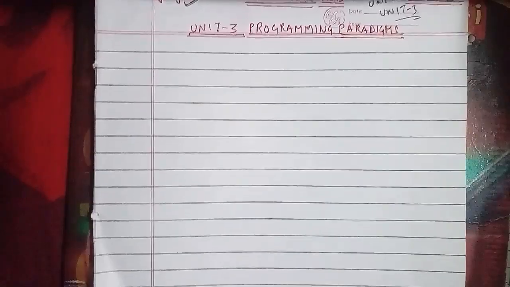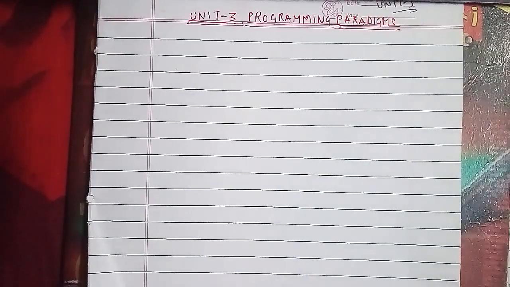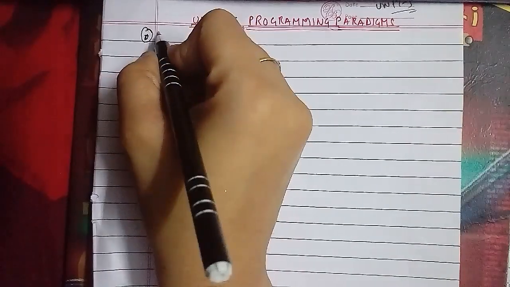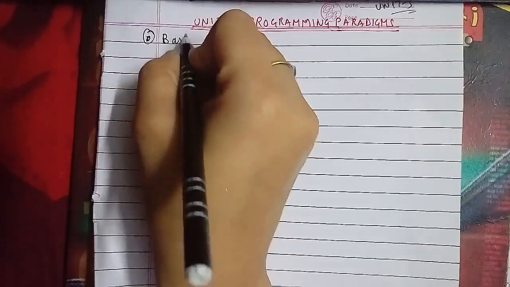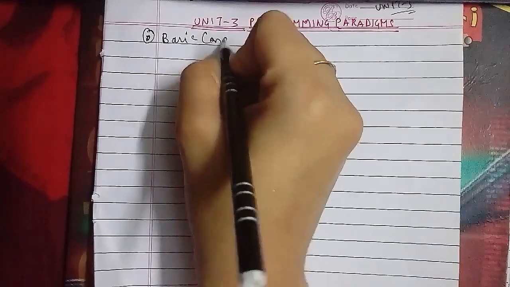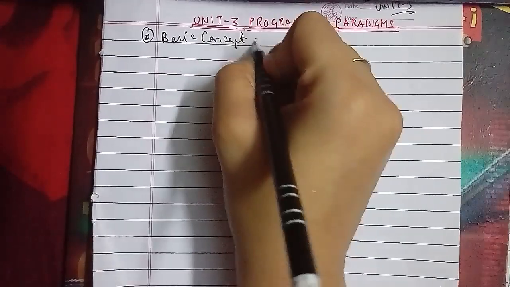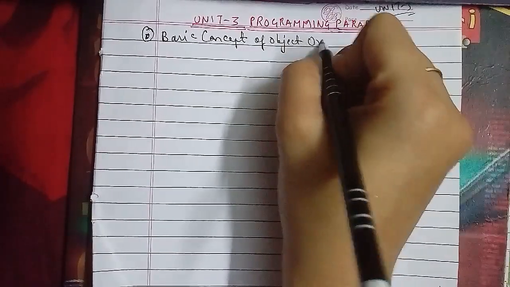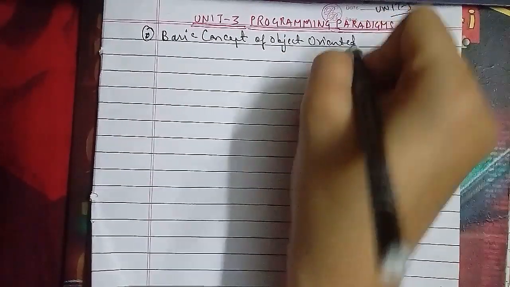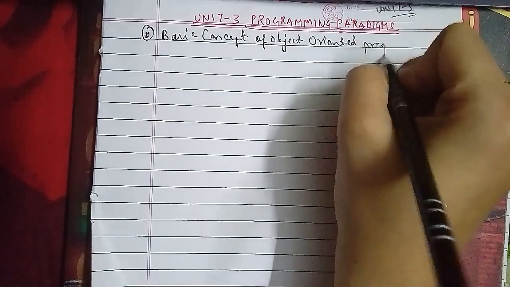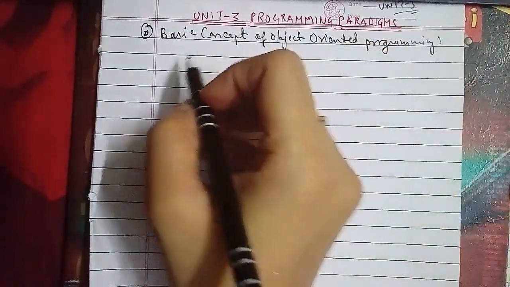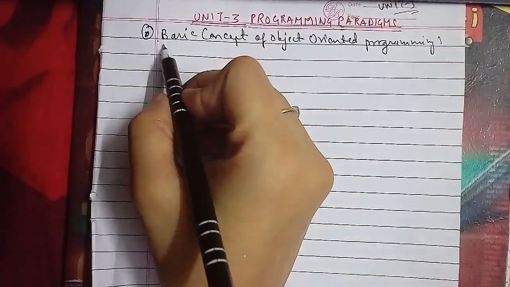Let's go ahead with the headings, the topics that we have to discuss here. The first topic we'll discuss is the basic concepts of object oriented programming, where we'll discuss many more things in detail as well.